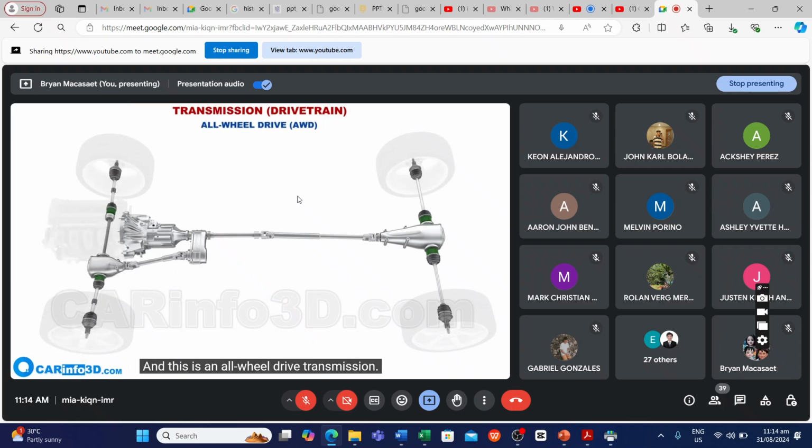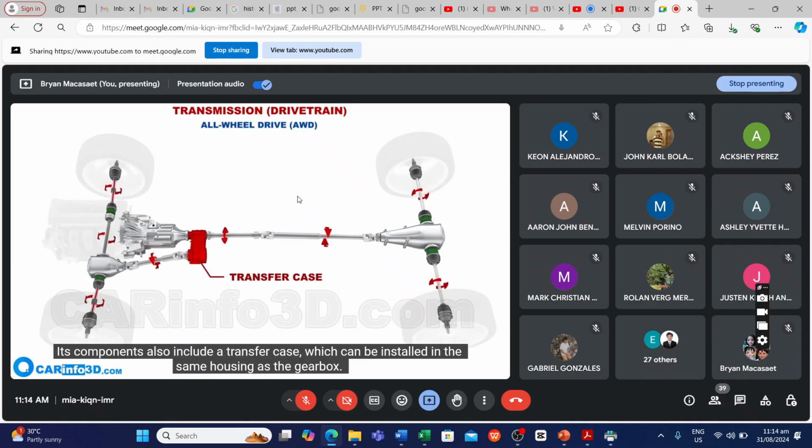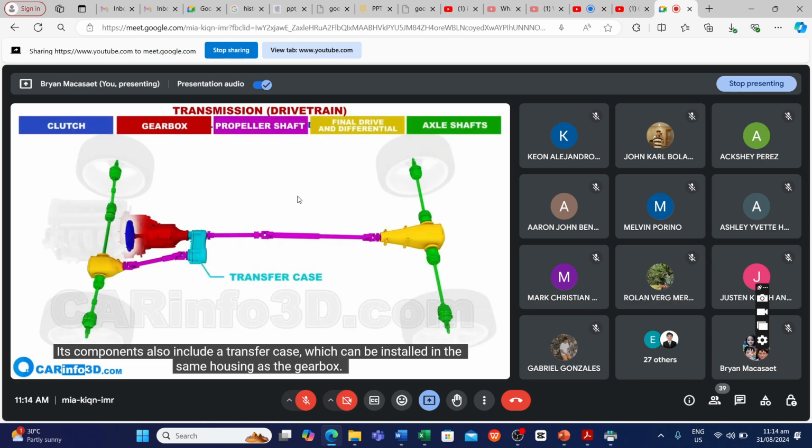And this is an all-wheel drive transmission. In this case, torque is supplied to both axles, full-time or on demand. Its components also include a transfer case, which can be installed in the same housing as the gearbox. The differential, final drive, and propeller shaft are duplicated on the driving axles.